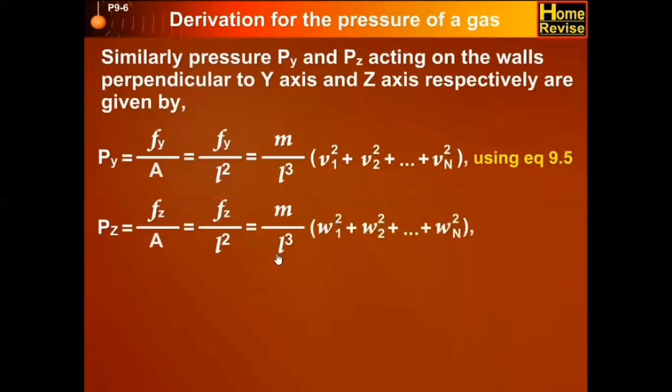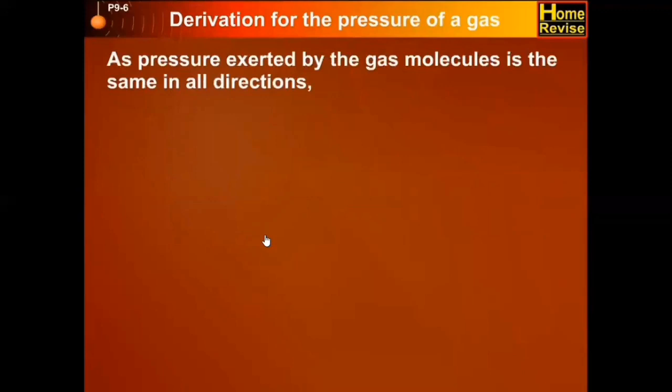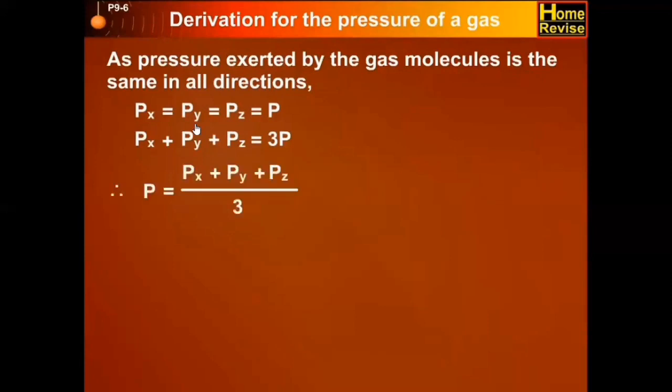Now we summarize the pressure of all the directions. That means x direction, y direction, and z direction, and we get the ultimate pressure of the gas molecules. But in the assumption of the kinetic theory of gases, we consider that the pressure in all directions is the same, because the velocity in all directions is the same. Then px, py, and pz are the same.